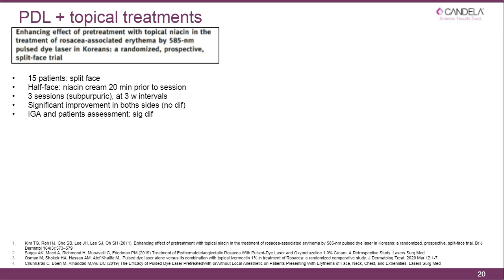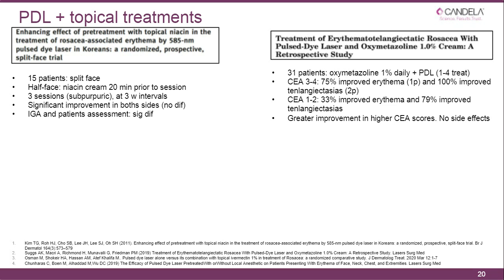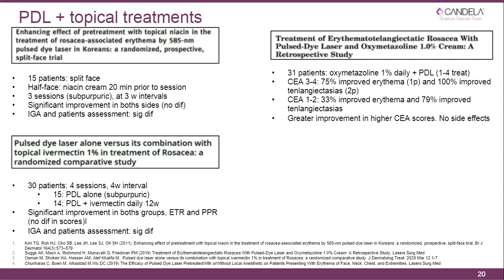The same you can see with this other article, which included 31 patients treated with PDL plus oxymetazoline cream, and they see that almost 85% of the patients get an improvement of the erythema and the telangiectasia, based also on the degree of severity of the erythema. But greater improvement is seen when the erythema is high, when the CEA scores, the general erythema scores, are higher. Also, you can use ivermectin to treat both erythematotelangiectatic rosacea and papulopustular rosacea. This article includes 30 patients.